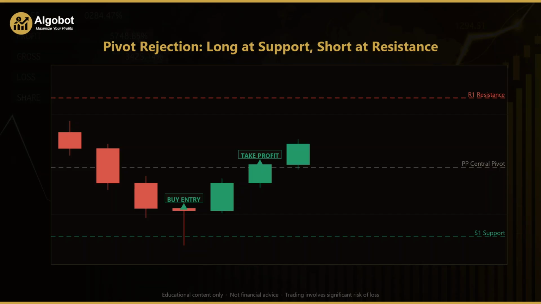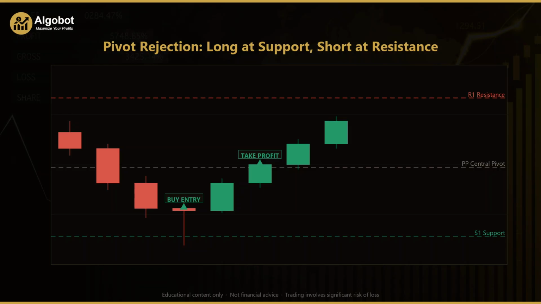With all three conditions satisfied, the dip into the zone, the close back above support, and the dominant lower wick, the strategy opens its buy, marked here as the buy entry around 1.0841. The take profit is set toward the central pivot.